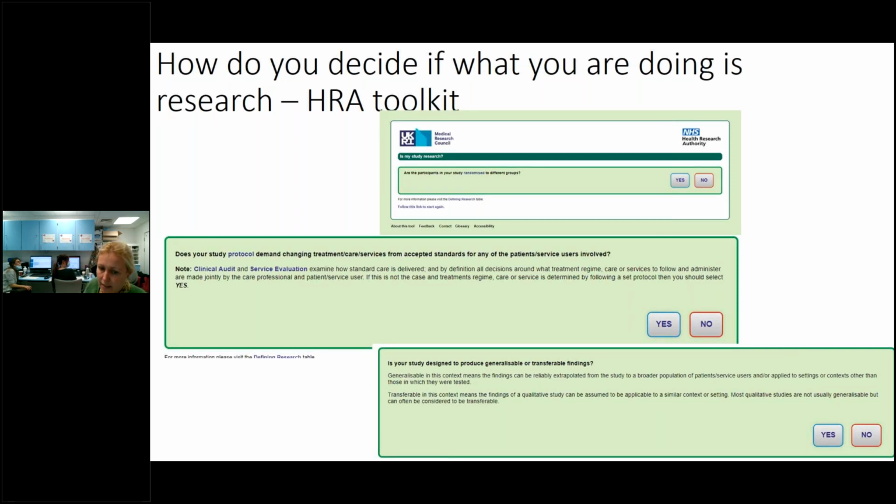Is your study designed to produce generalizable or transferable findings? So that's the only yes/no one that might mean that your project is research, isn't it? If you're going to try to find out something that may give us new knowledge or change practice in the whole of the UK, then you have to click yes for that.